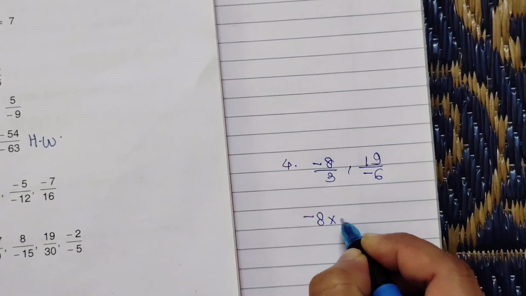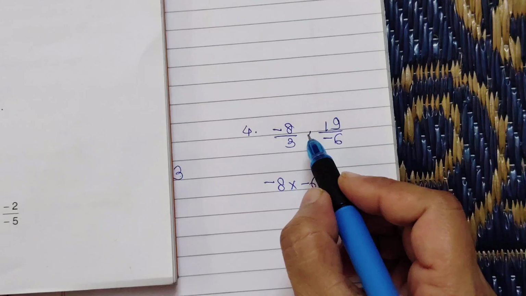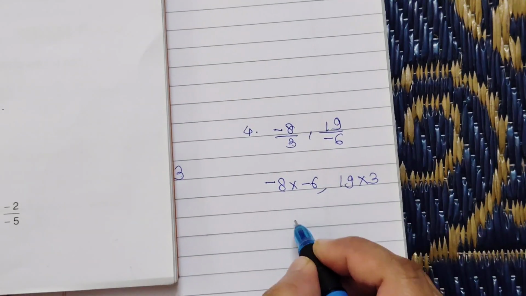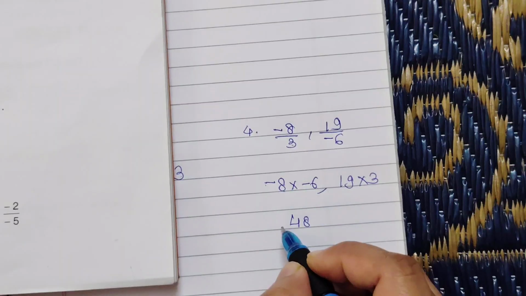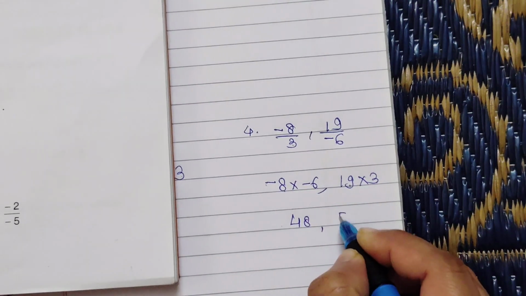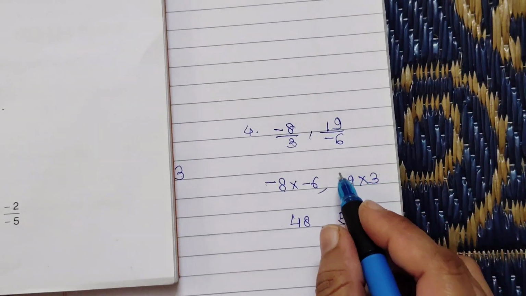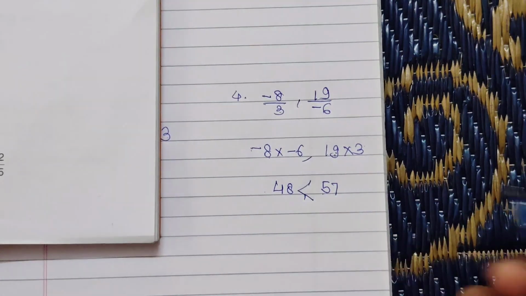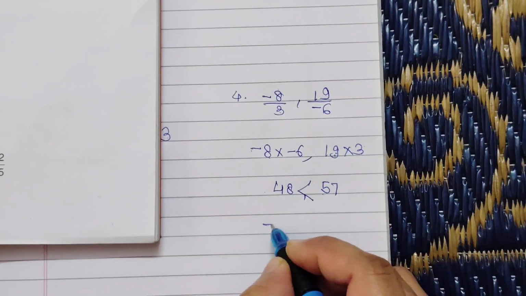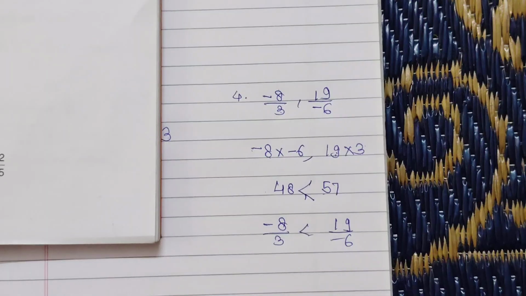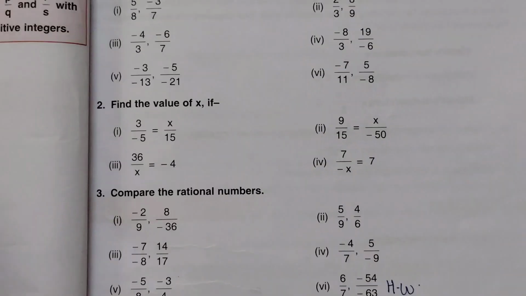Minus 8 and minus 6 I will multiply, and 19 into 3. So 6 8s are how much? 48. Minus minus plus 48. And 19 3s is 57. 9 3s are 27, 3 1s are 3, 3 plus 2 is 5. 57. Which one is greater? 57. So I will write the question: minus 8 upon 3 is less than 19 upon minus 6. Okay, let's go to the next question.